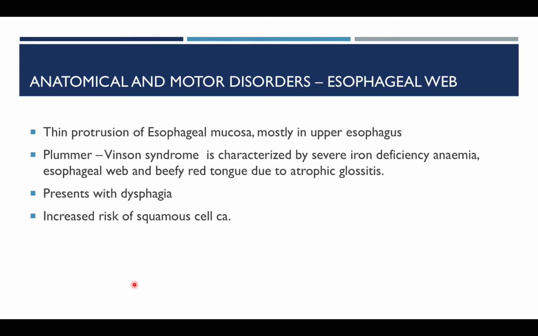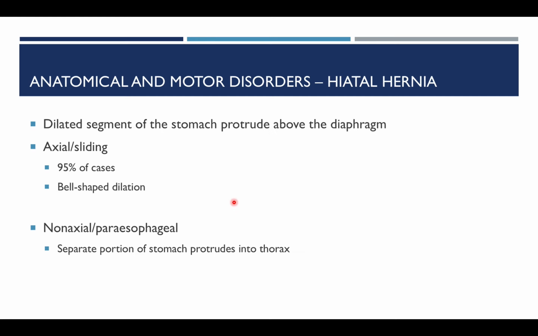Next, we can talk about esophageal web. So these webs are thin protrusions of esophageal mucosa, mostly in the upper part of the esophagus. They're most commonly seen as part of Plummer-Vinson syndrome, which is characterized by severe iron deficiency anemia, esophageal webs, and beefy red tongue due to atrophic glossitis. Patients with these webs present with dysphagia, and they have an increased risk of squamous cell carcinoma.